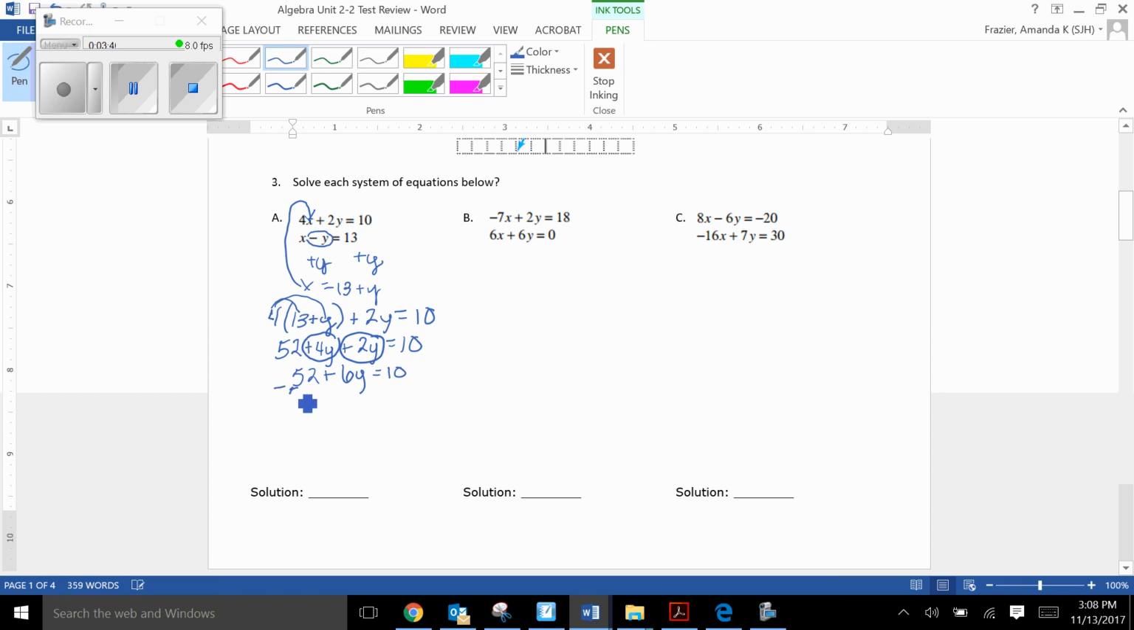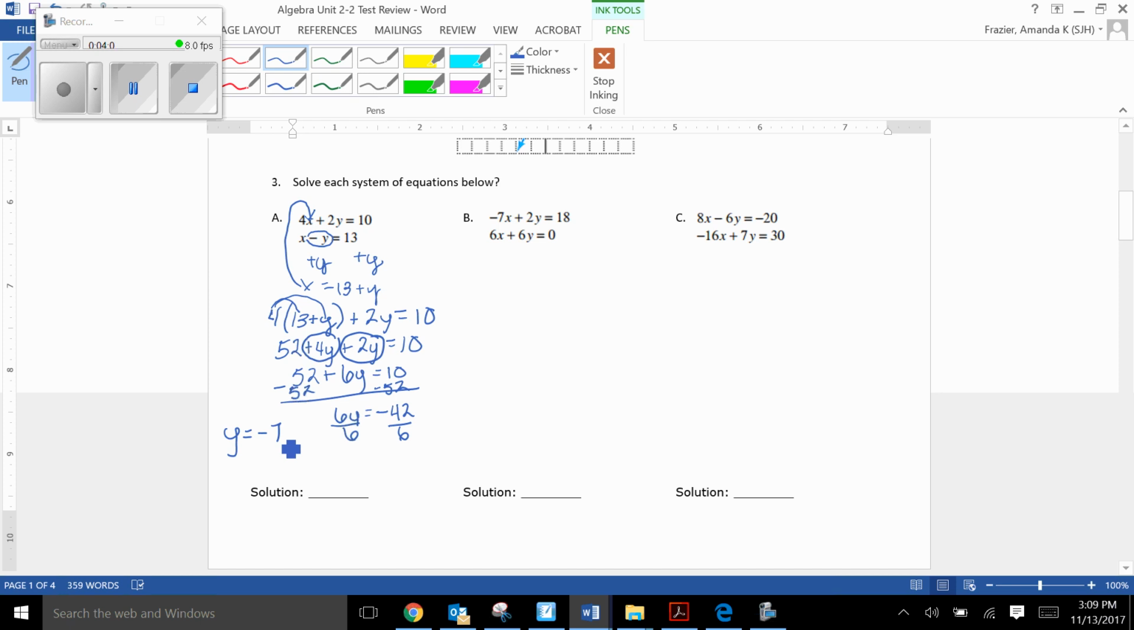I'm going to subtract 52 from both sides. And I get negative 42. And then I'm going to divide by 6. And negative 42 divided by 6 is negative 7. So y is negative 7.